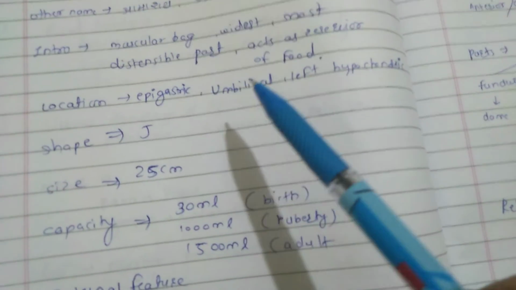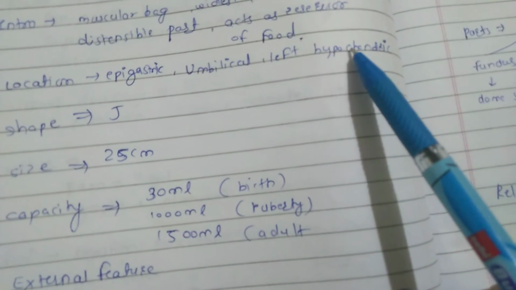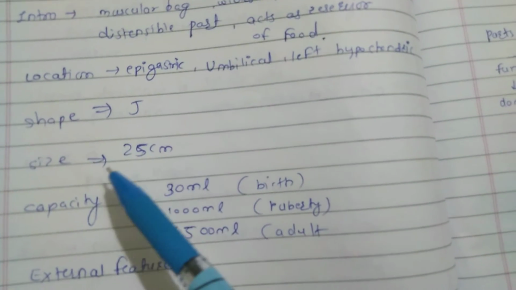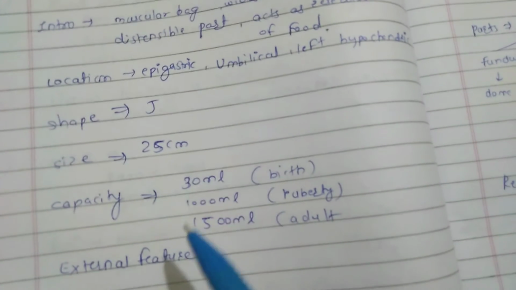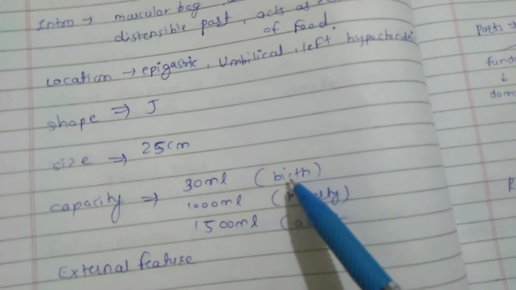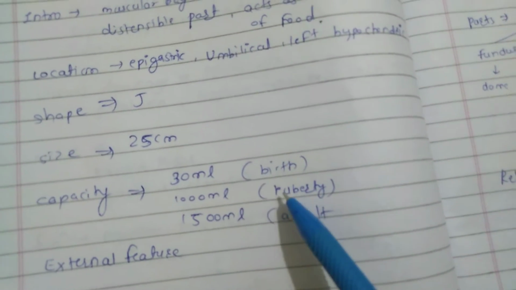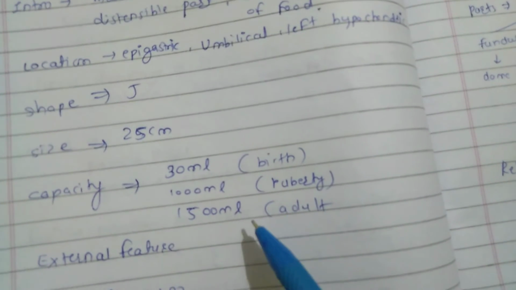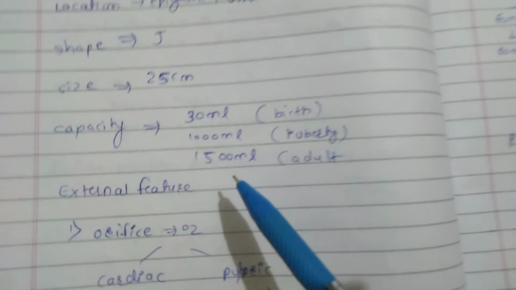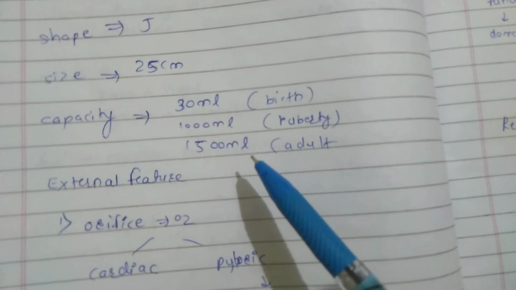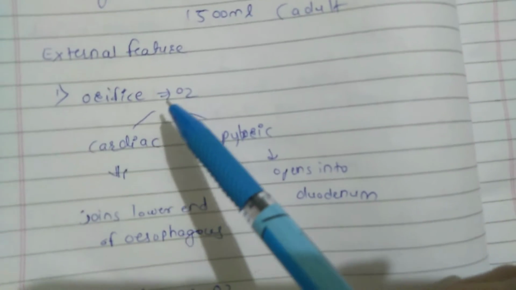Location: epigastrium, umbilical and left hypochondriac regions. Shape is J-shaped. Size is 25 centimeters. Capacity: at the time of birth 30 ml, at puberty 1000 ml and 1500 ml in an adult. Now the external features: it contains two orifices, the cardiac and pyloric orifice.